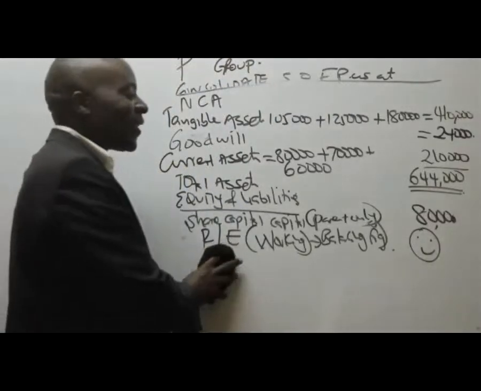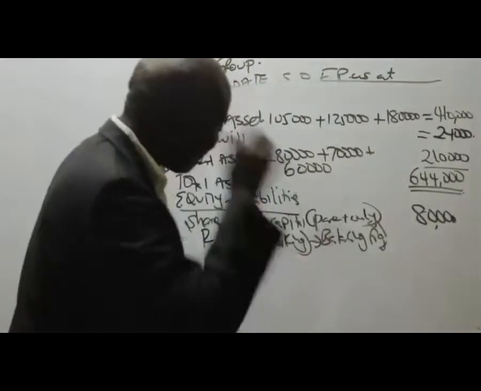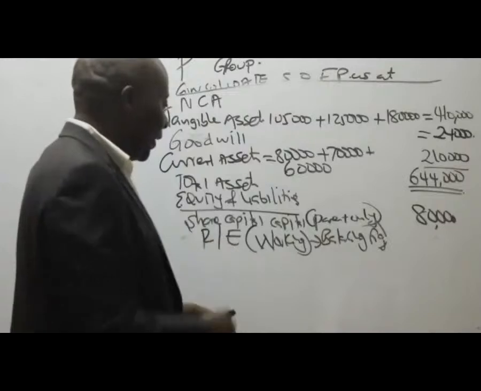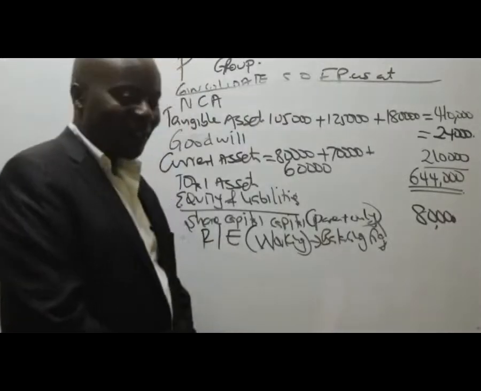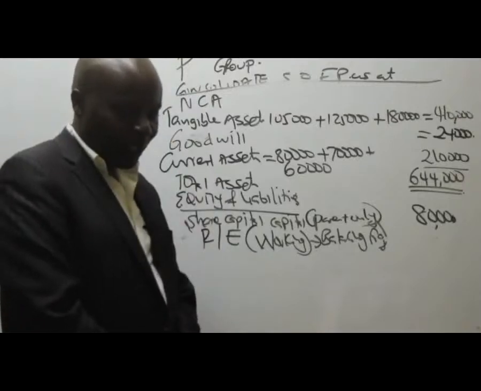So take the earnings, that will come later as a balancing figure. From there, do we have any other equity component?